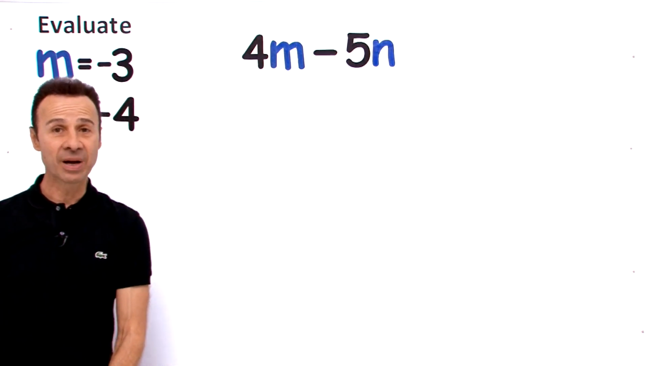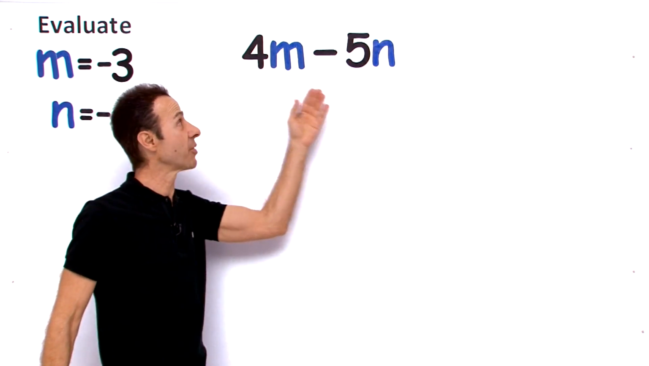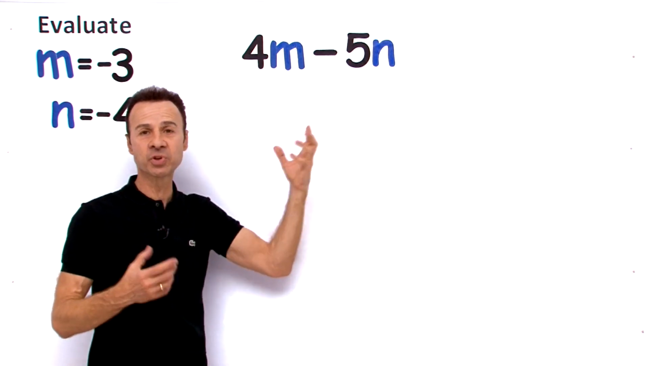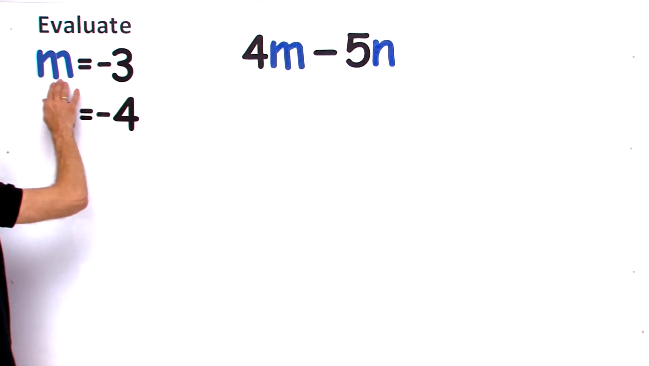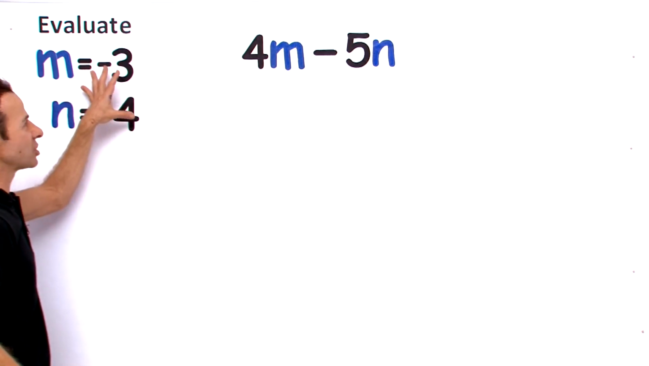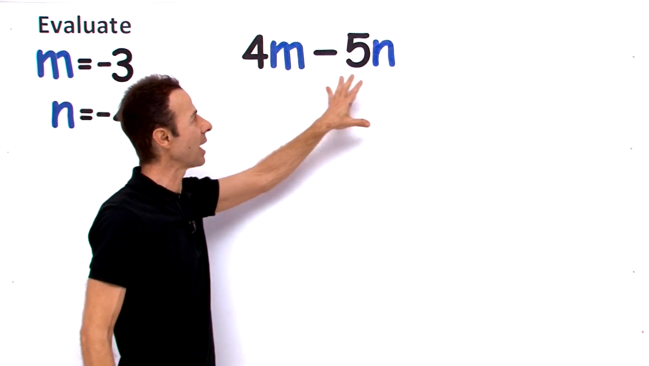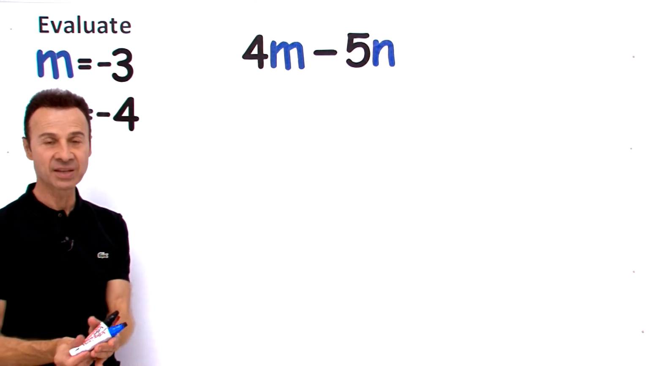Okay, let's evaluate this expression. The expression is 4m minus 5n. Now the m and the n are the two variables, the two letters, and the good news is we're given what their values are. So m equals -3 and n equals -4. We're going to take these guys and slide them into m and n respectively. So that's called substitution. That's how you evaluate.